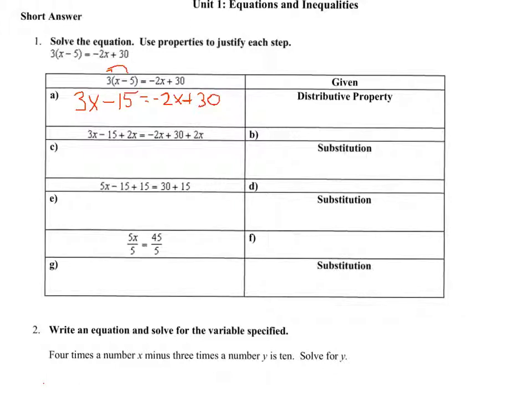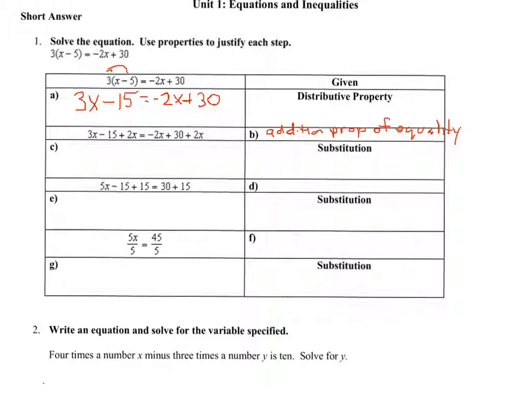Now for B, they gave us a step. We need to put the property down there. Well, let's see what they did to this. On the left-hand side, they added 2x. On the right-hand side, they added 2x. So they're adding something to both sides. That tells me that that's the addition property of equality. And that's B.